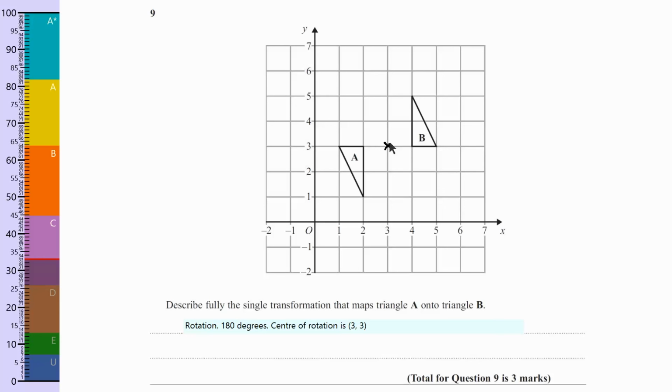Now I did say there was another method. There is another method: if you do an enlargement of scale factor -1 with the same center of enlargement here, then that would also get you to the same place. If you're doing A grade, A star grade transformations, you'd understand what I'm talking about. If you're not, it doesn't matter. This is intended to be a rotation answer, and they've put that in because technically that is correct.